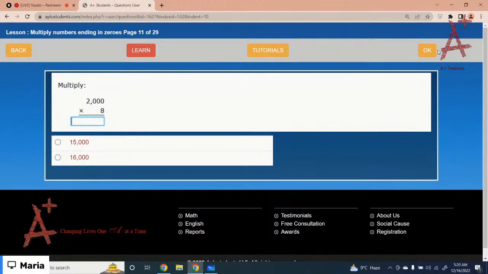Okay, 2000 times 8 is, 8 times 2 is, just multiply the non-zero numbers. It is 8 times 2, so 8 times 2 is 16. So you have three zeros with the 2, so you put three zeros at the end of the digits. So it would be 16,000. Got it? Very good. Just select the correct option, then click on the OK button.